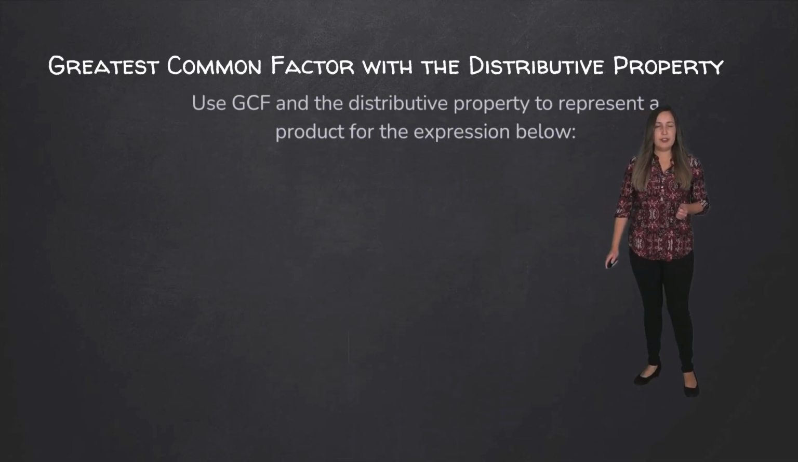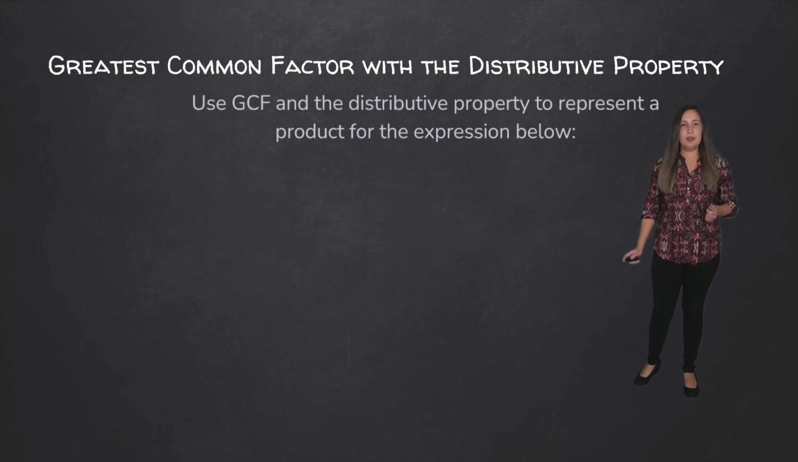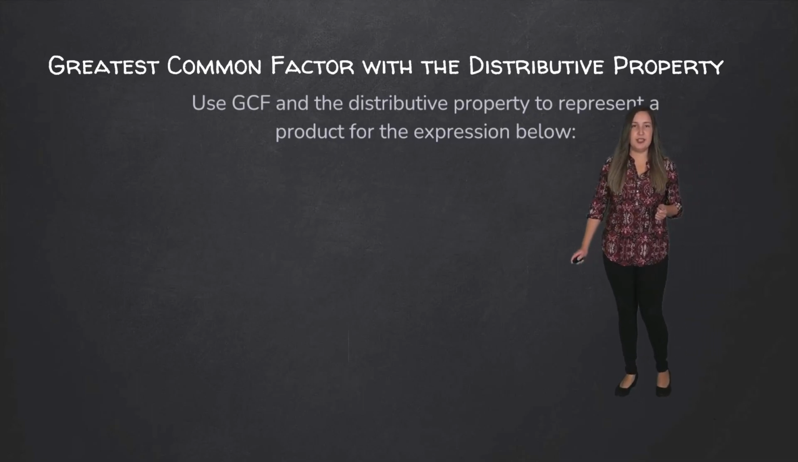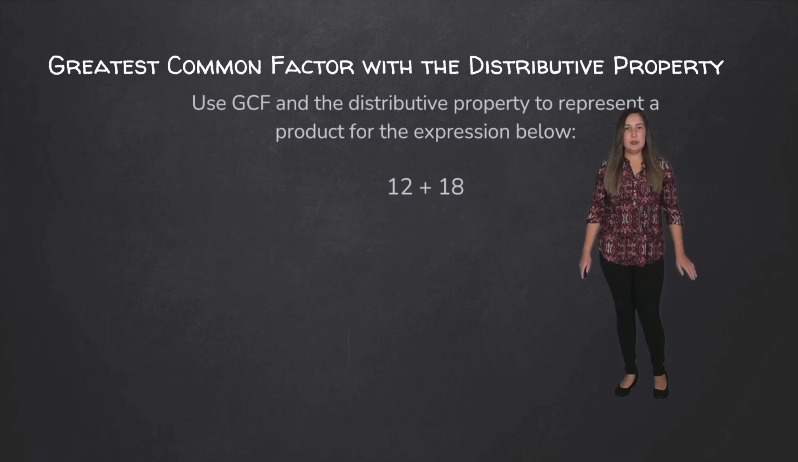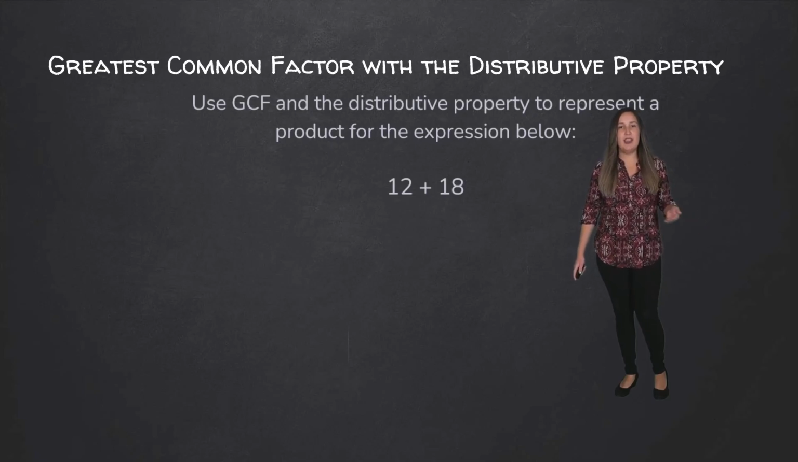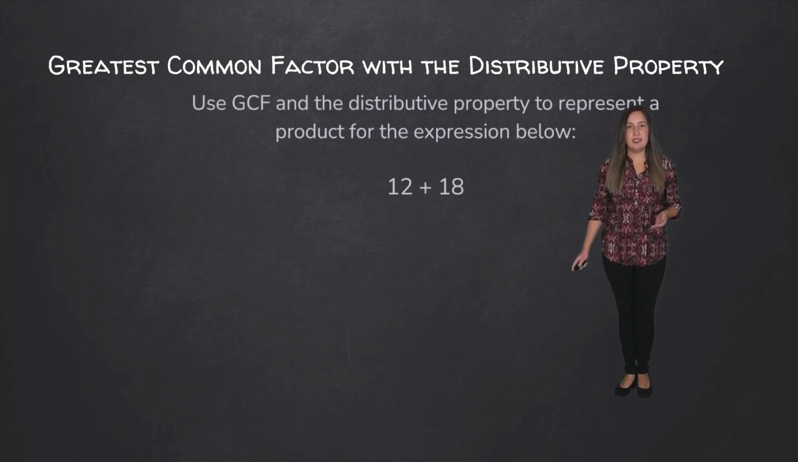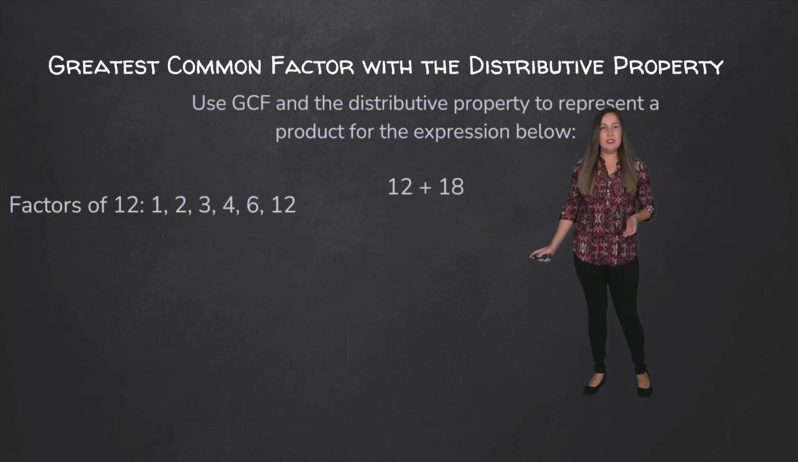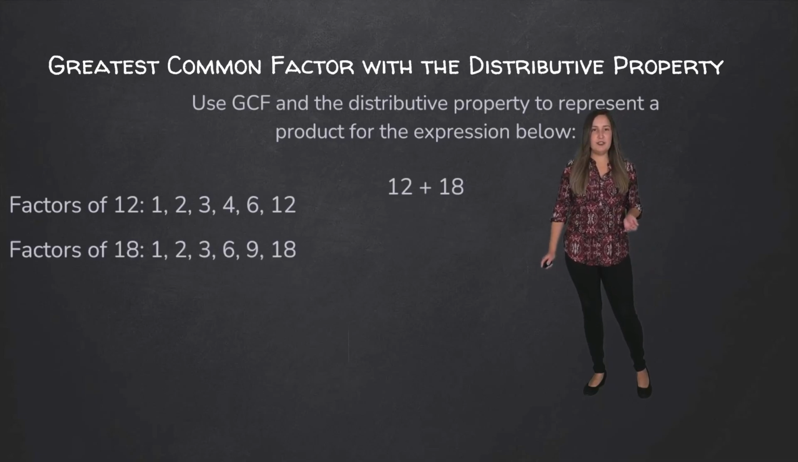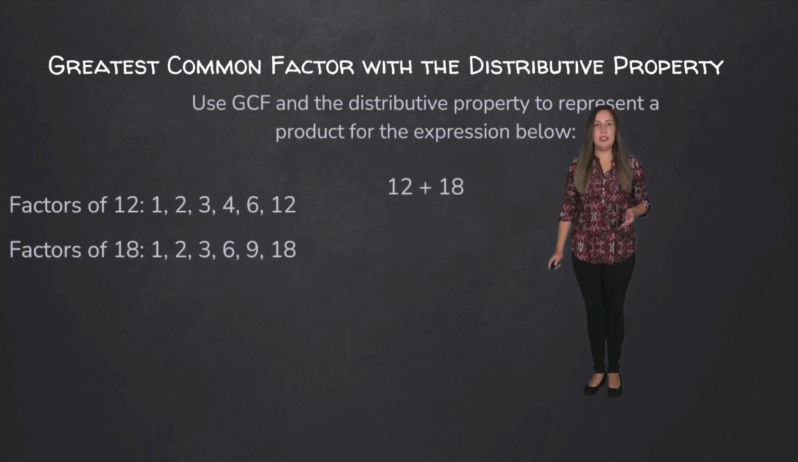Now that we've gone over the greatest common factor and the distributive property, we're going to use both of them to represent a product for the following expression. So here we have 12 plus 18. The first thing we need to do here is identify the greatest common factor. But before we do that, we have to list out the factors for 12 and 18. So here are all my factors of 12, which are 1, 2, 3, 4, 6, and 12. And here are all my factors of 18, which are 1, 2, 3, 6, 9, and 18.